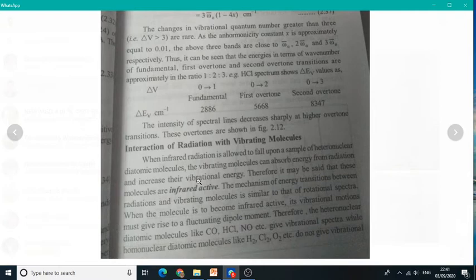When the molecule is to become infrared active, its vibrational motion must give rise to a fluctuating dipole moment. Therefore, the heteronuclear diatomic molecules like CO, carbon monoxide, HCl, hydrochloric acid, NO, nitrous oxide, etc. give vibrational spectra, while homonuclear diatomic molecules like H2, Cl2, O2, etc. do not give the vibrational spectra.